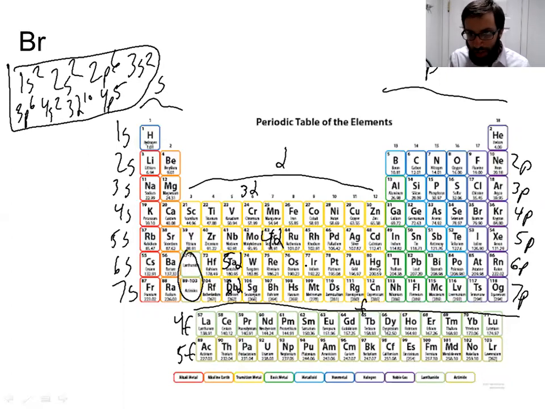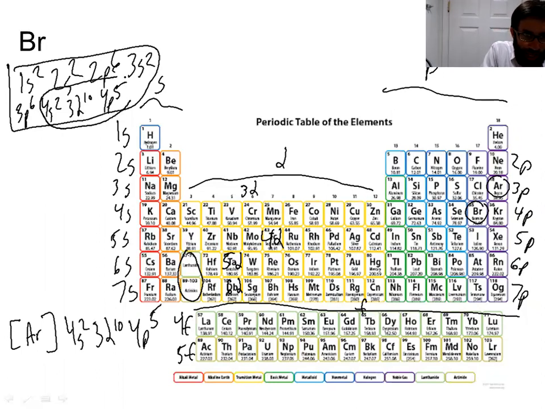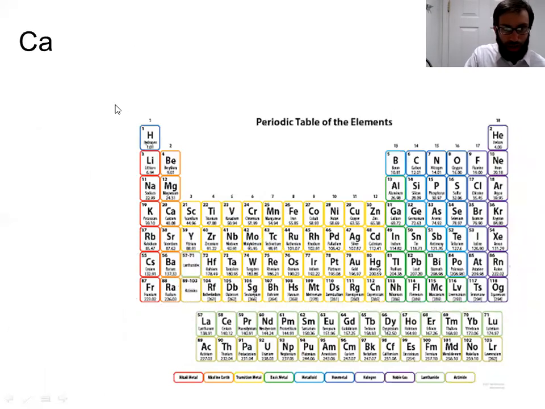We also learned how to do an abbreviated notation, which takes less time. You go to the previous noble gas. So here's bromine, the previous noble gas. It's not krypton because that's ahead of bromine. It's argon. And so then you can just abbreviate this. You go bracket argon, and that gets you to argon. So now you can just go bracket argon 4s2, 3d10, 4p5. Essentially this end portion of the bromine.